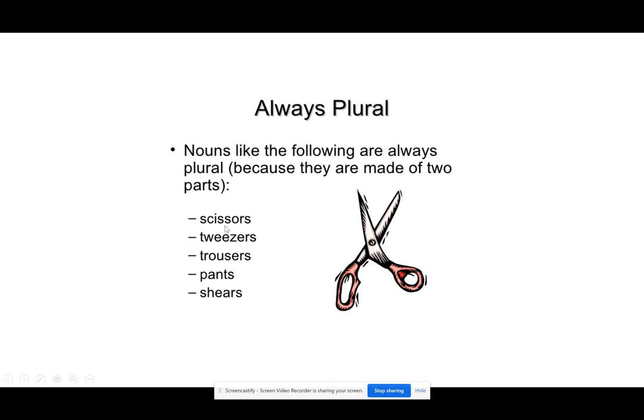So in that case, we would say the scissors are in the drawer. The tweezers are in the medicine cabinet. The pants are sitting on the bed. So with the nouns that are always plural, made up of two parts, we're going to use the word are.